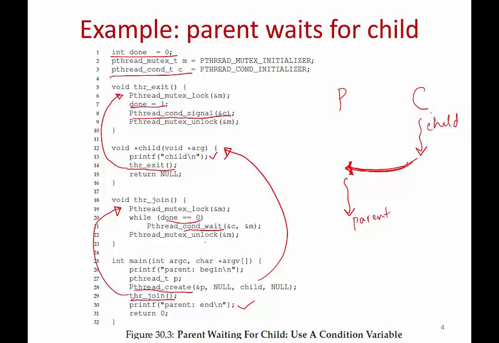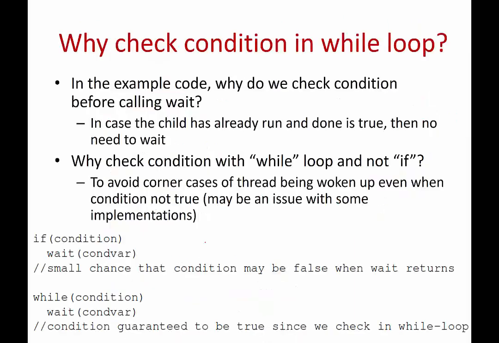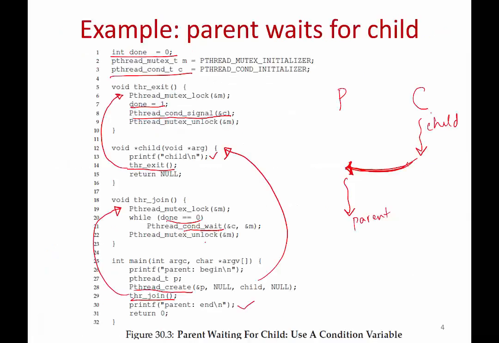That is what condition variables are used for, to ensure some kind of ordering, some kind of method to the madness of the operating system scheduler, right? So why do you have to check the condition here in the parent? The parent shouldn't by default always sleep, right? The parent should sleep only if the child has not yet run. But if the child has run and done is already 1, then the parent need not wait. It can simply go ahead and execute, right?